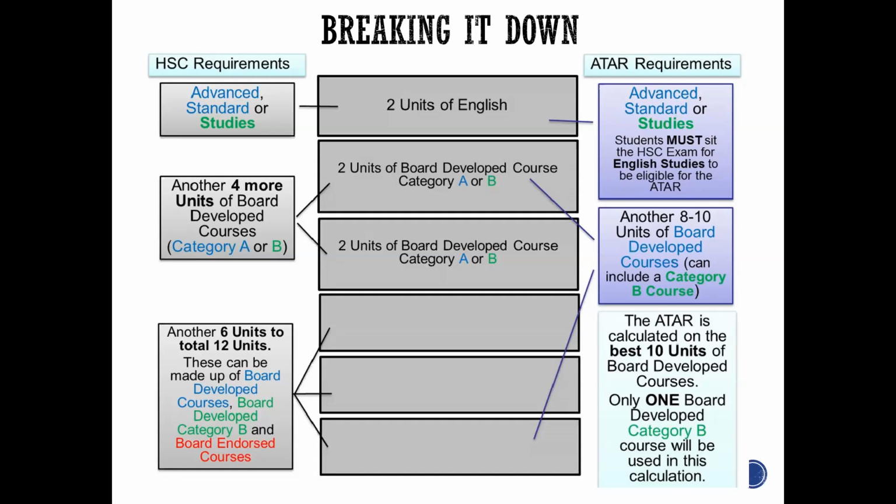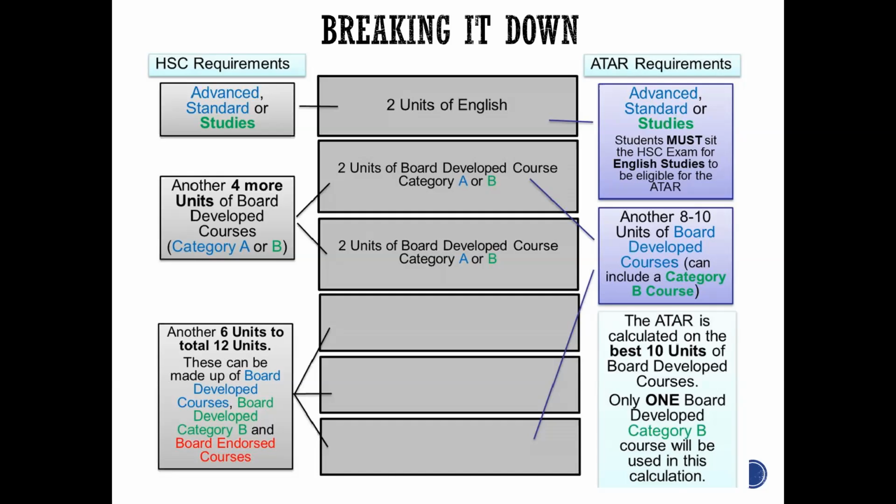The next 2 subjects must be board developed, either Category A blue subjects or Category B subjects. These can either be 2 blue subjects, 2 green subjects, or 1 blue and 1 green subject, depending on the desired pathway. If a student is wishing to study the non-ATAR pathway, the remaining 3 subjects can be made up of any board-developed Category A, blue subject, or Category B, green subject, or board-endorsed courses, red subjects.